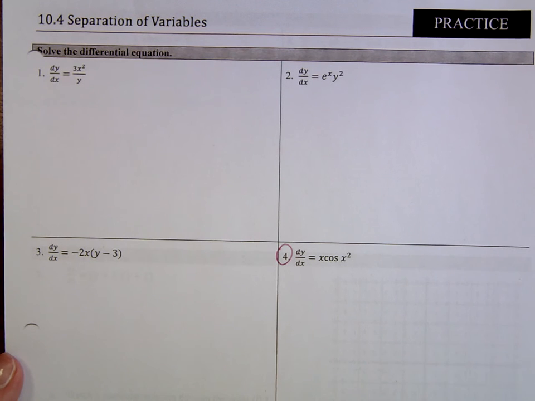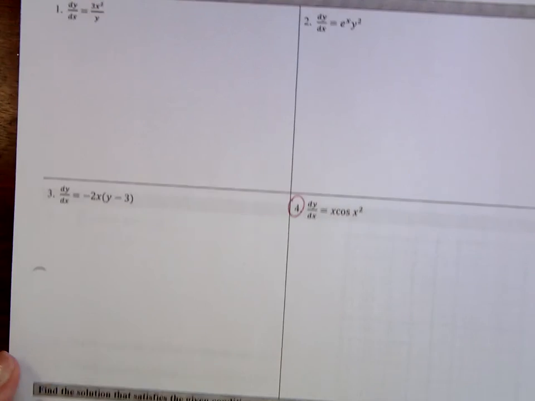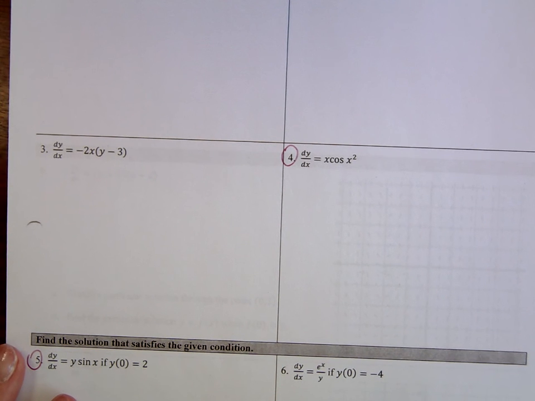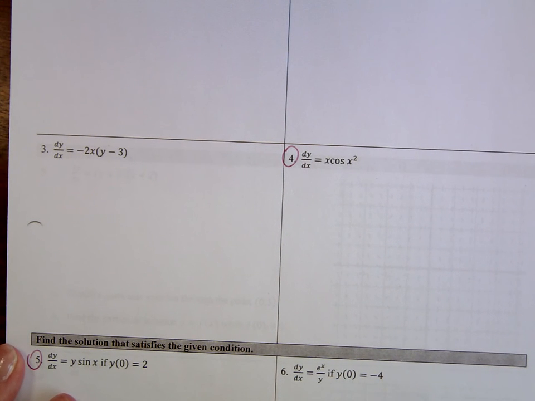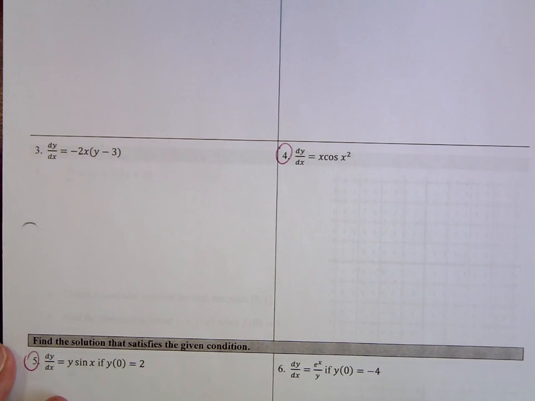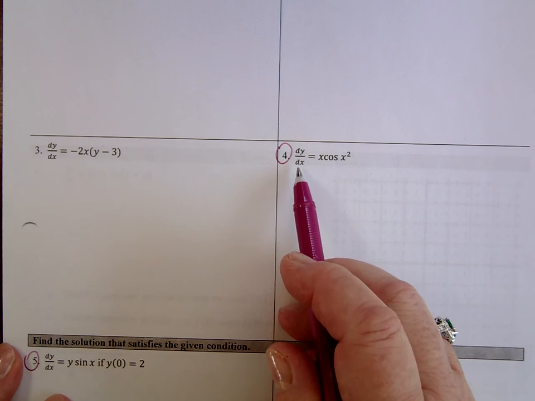So number 4 is the first one that I chose, and number 4, you have an x cosine of x squared. And remember, these are going backwards. You're trying to figure out what the actual equation would be, what the y equals function would have been that has this particular derivative or slope.